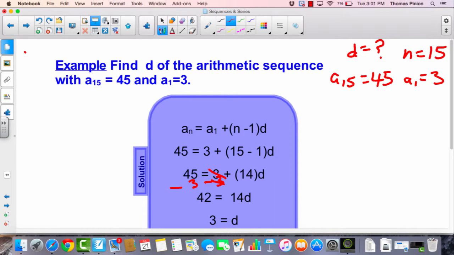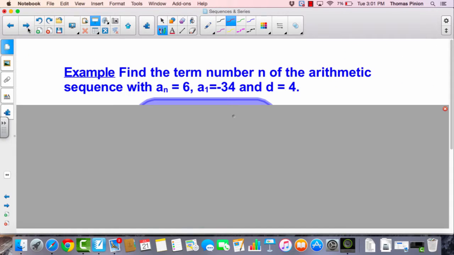Now the only other thing we need to do to get rid of that 14 on that d, since 14 is multiplying d, is to divide by 14. Now 42 divided by 14 is actually 3. So we have a common difference of 3 if our first term is 3 and our 15th term is 45. So that means we keep adding 3 to 3 in each successive term until we get to the 15th term. We should get 45.